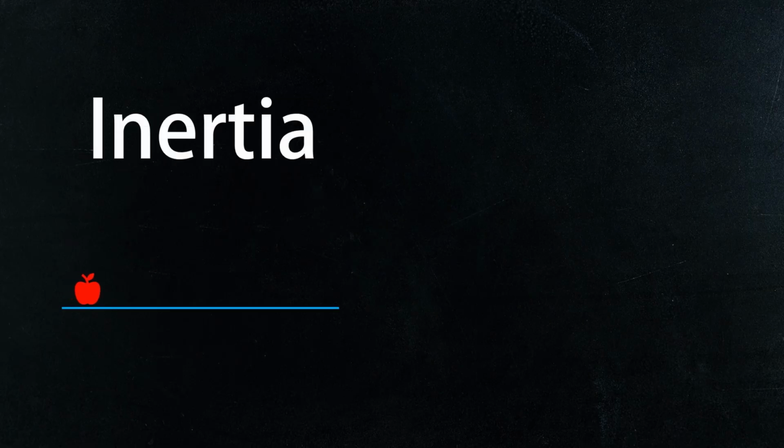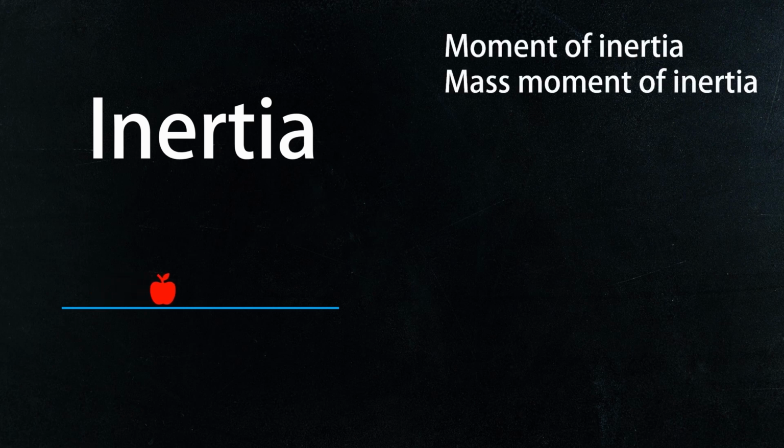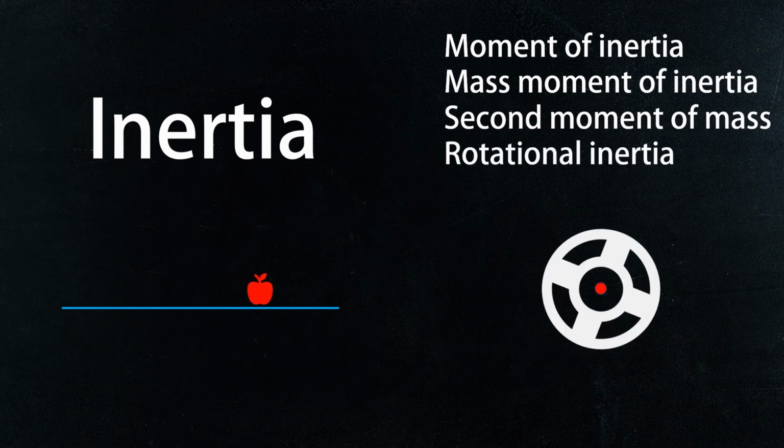So what is inertia and moment of inertia? First off, inertia is related to linear motion, the motion in a straight line. And moment of inertia, or we can say mass moment of inertia, or second moment of mass, or most accurately rotational inertia, is related to rotational motion. But before understanding moment of inertia, let's start with inertia.